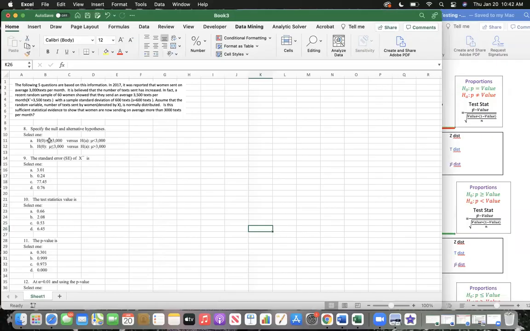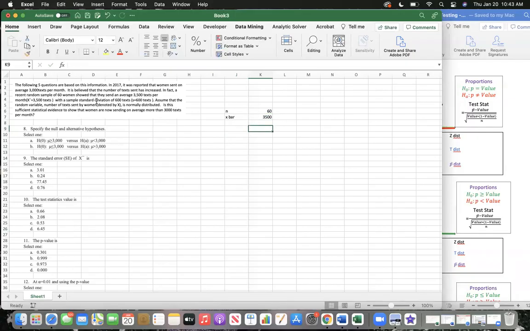The first thing I like to do when I do these problems is write out everything that is given to you. So just reading through this, what do we have? Let's just start from here. We have a sample of 60, so I'm going to put n = 60. What else do we have? We have x bar of 3,500.